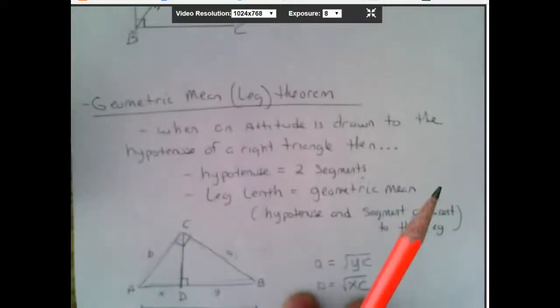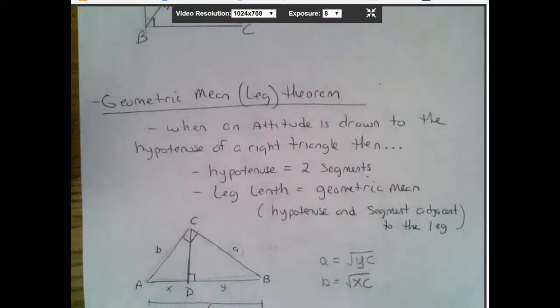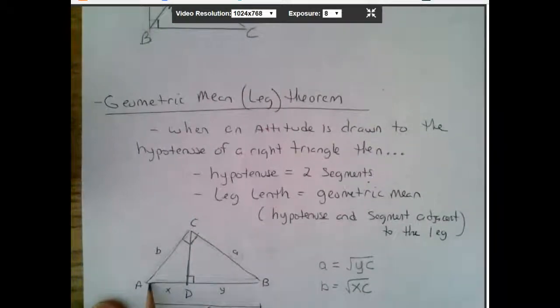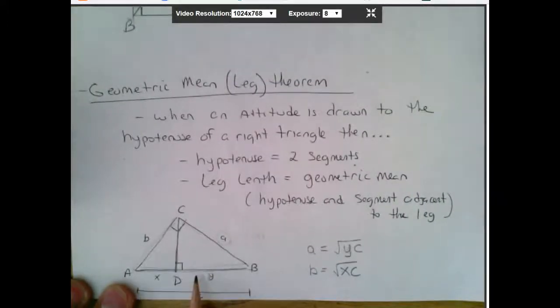We then have the geometric mean leg theorem. This one's a little bit harder. This says when an altitude is drawn, just like we did with this one, we have it right here, to the hypotenuse of a right triangle, then the hypotenuse is two segments, and we call them X and Y here. And then it tells us also about the leg lengths. We have the original triangle, ACB we'll call it. The hypotenuse is right here on the bottom, between A and B, that's the hypotenuse, this whole thing, C.